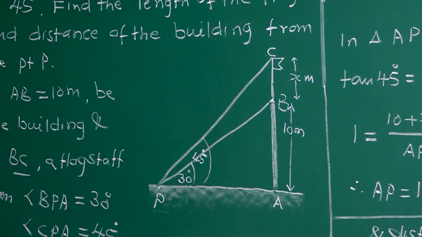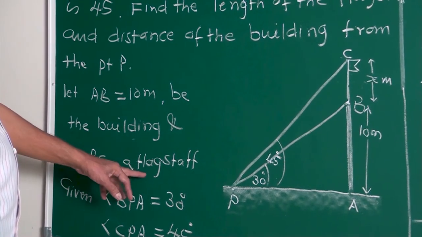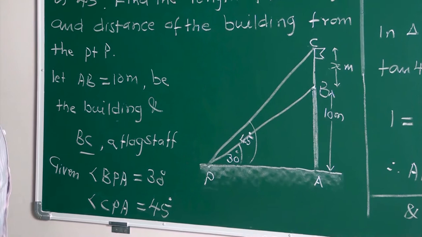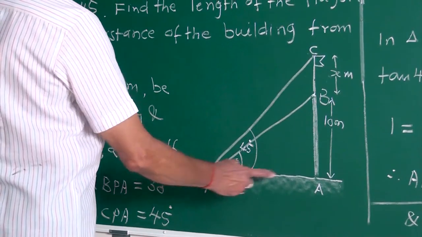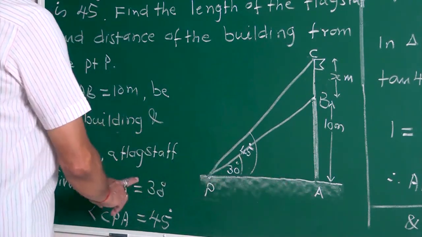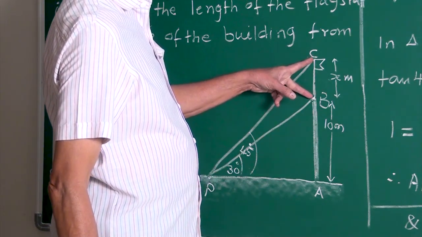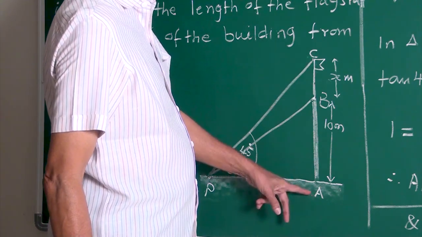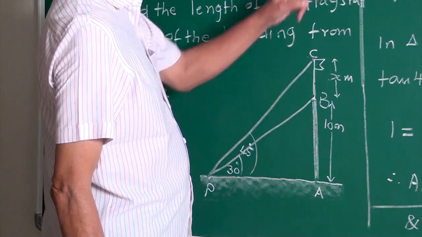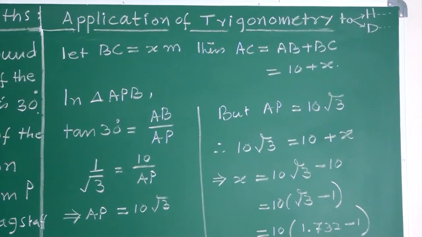Yes, first write it, my friend. Let AB equal to 10 meter be the building and BC a flagstaff. Angles of elevation are given: angle BPA is 30 degrees, angle CPA is 45 degrees. If you take BC equal to X, then what is AC? AC is AB plus BC, which is 10 plus X. Again, one by one, my friends.